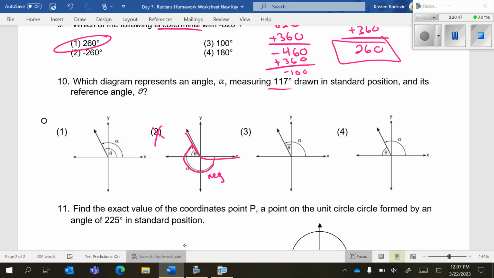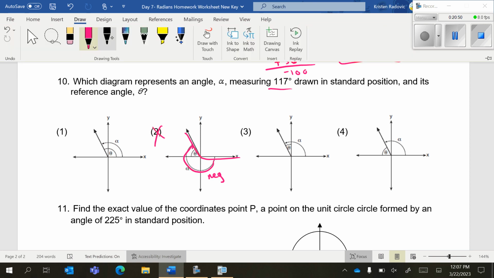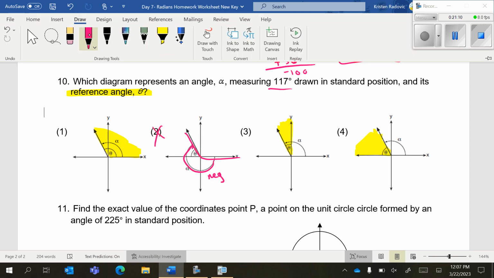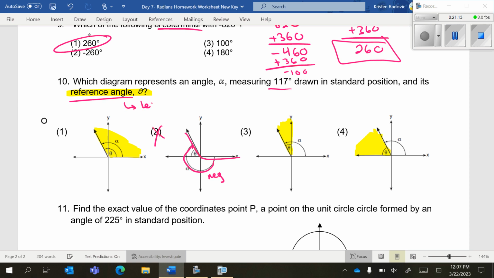From there, they're saying that we have a reference angle of theta. So what you have to do is go and find all of your reference angles. If I were you, I would shade in all of the thetas. And if you shade in all of the thetas, you need to know some facts about your reference angles. Okay. So I shaded in all the reference angles, and now you need to know that your reference angles are less than 90 degrees, which means it can't be choice 1 because this angle is more than 90 degrees. You also need to know reference angles touch your x-axis.